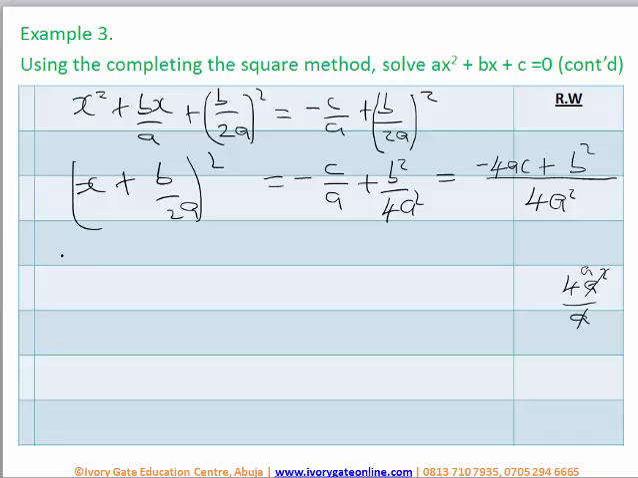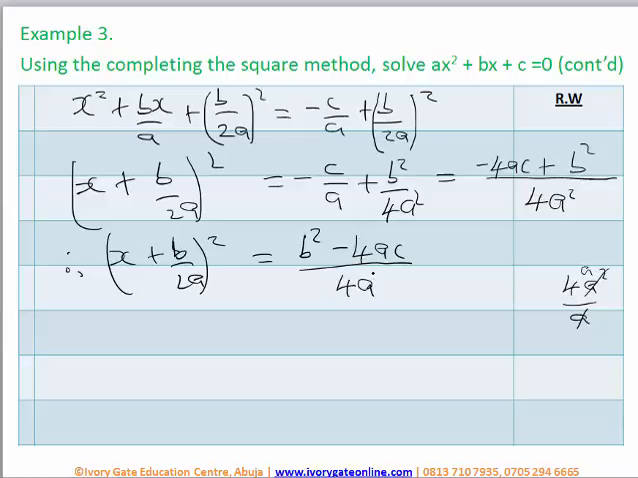therefore we now have that x plus b over 2a all squared is equal to, we will now work on this. This is the same thing as b squared minus 4ac all over 4a squared. Okay, then solving this further, we now need to do what? To eliminate this square, we need to take square root of both sides.